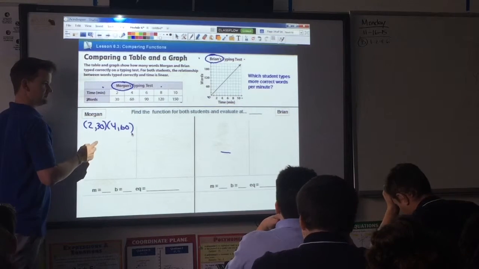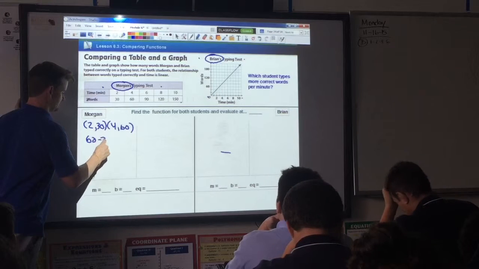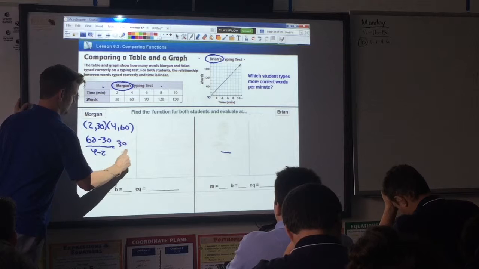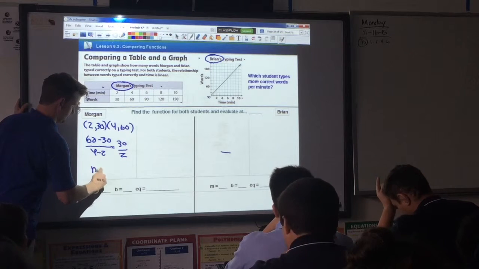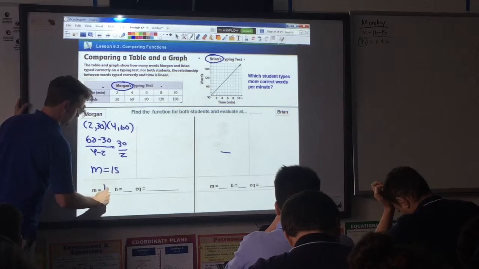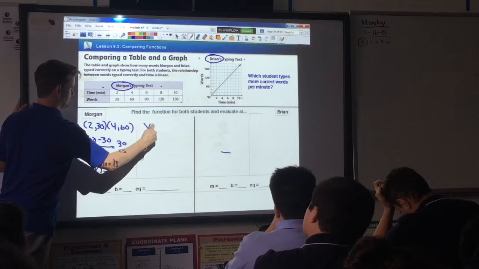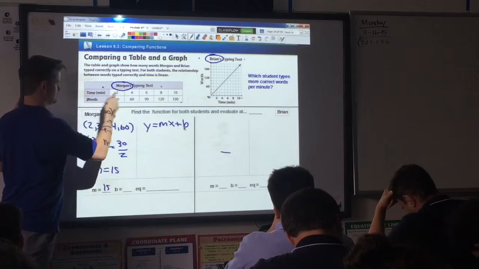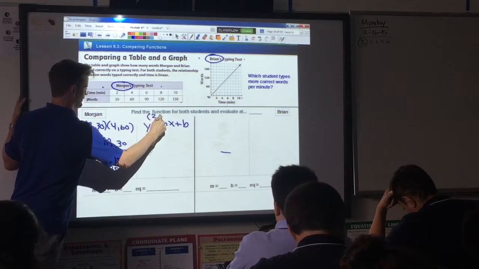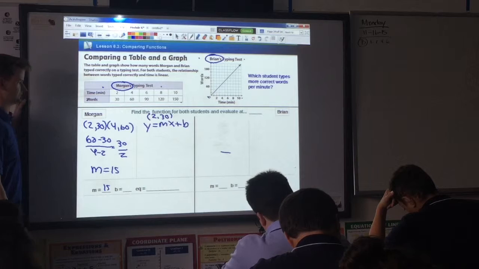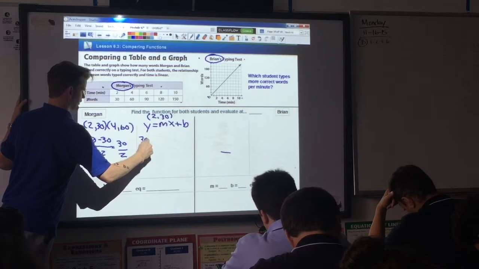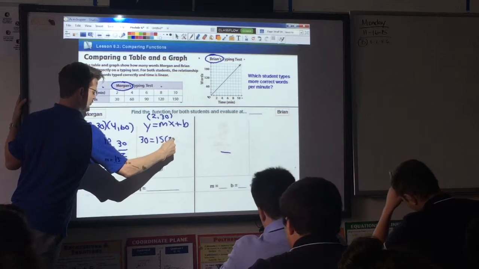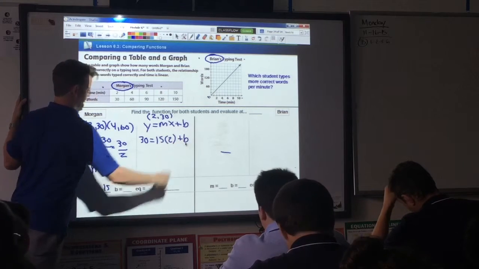What am I writing? 60 minus 30 over 4 minus 2, that's going to give me 30 over 2, which means my m is equal to 15. So I know the m. I've got to go back and find the b now. So I'm going to write y equals mx plus b. And I'm going to use 2, 30 as my coordinate pair. What goes in for the y, guys? 30. 30 is equal to 15 times 2 plus b.